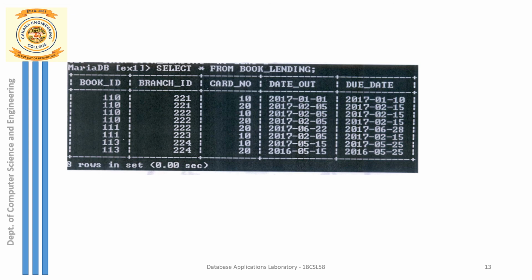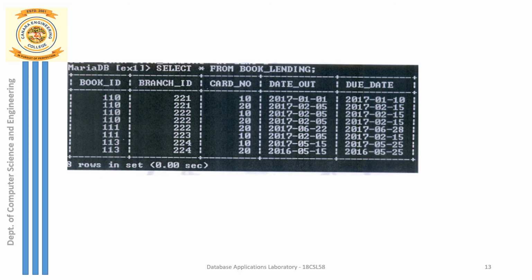See here, individual book ID values can be repeating. Individual branch ID values can also be repeating, and individual card numbers can also be repeated. But when you take a particular row, the combination 110, 221, 10 can never repeat. Can you see anywhere the combination 110, 221, 10 repeating in any of the rows? You cannot find it. The second row is 110, 221 followed by 20.